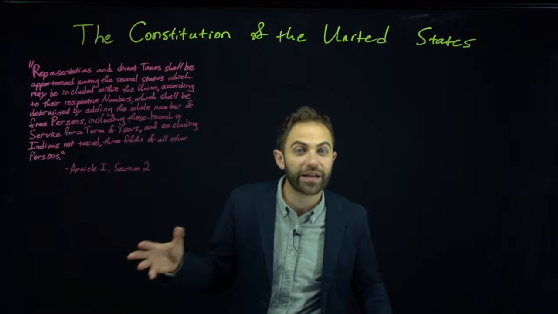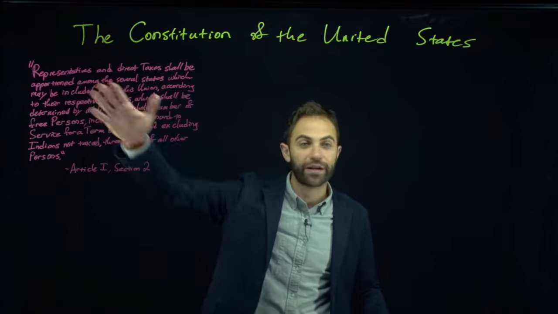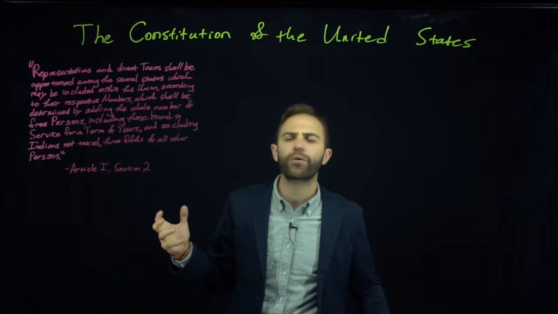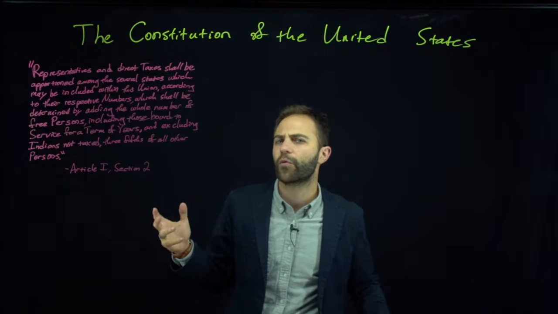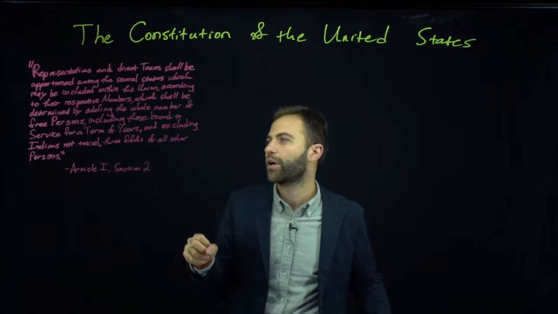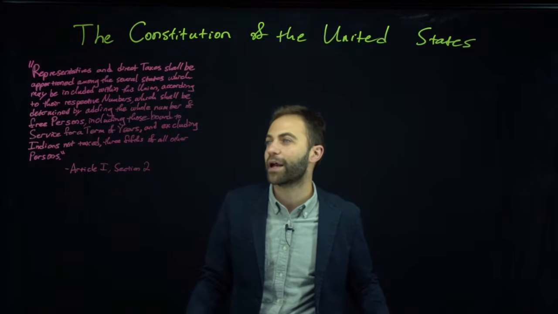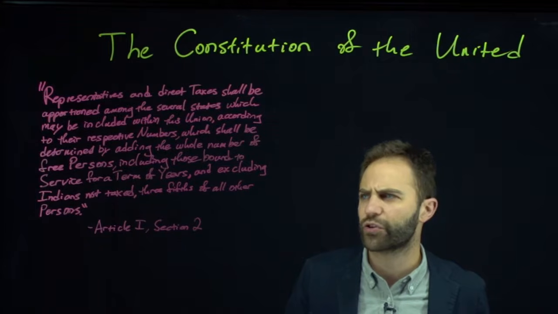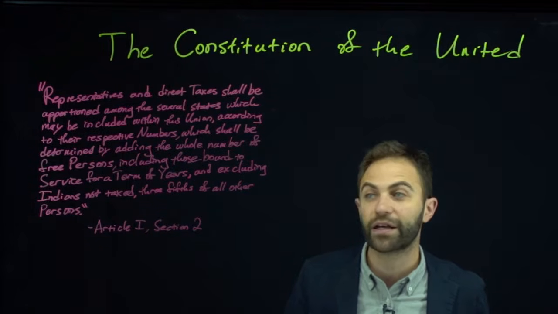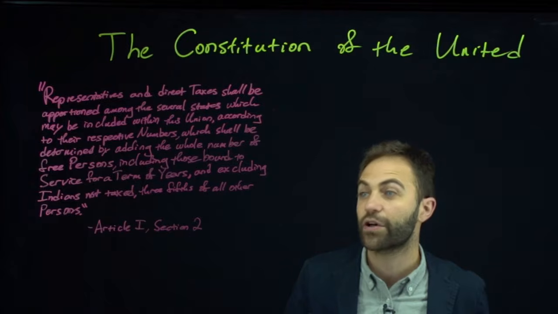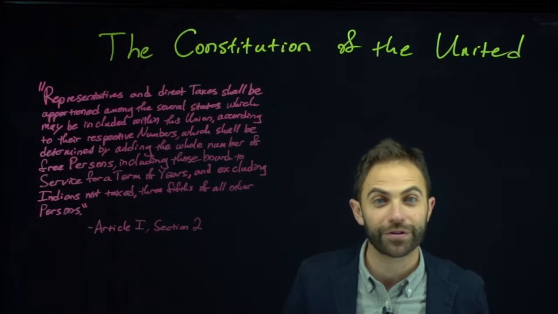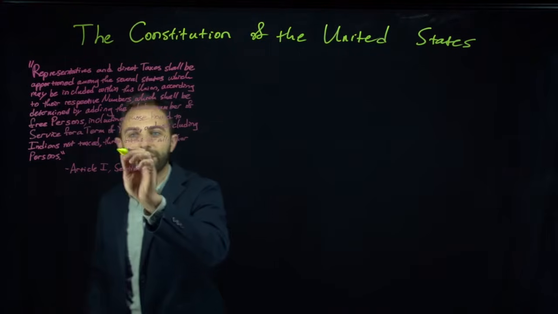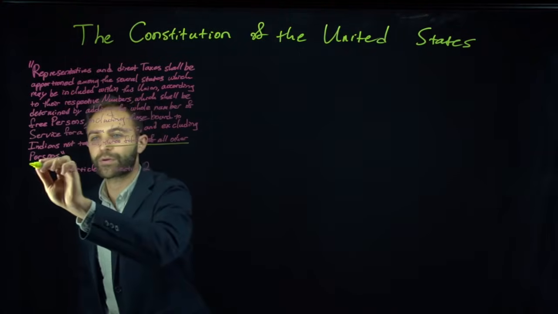The population of each state is going to determine how many representatives, for example, they have in the House of Representatives. And how are you going to figure out the numbers of each state? Well, you determine that by adding the whole number of free persons, including those bound to service for a term of years, and excluding Indians not taxed, 3/5 of all other persons. The notable portion of this little calculation, of course, is 3/5 of all other persons.